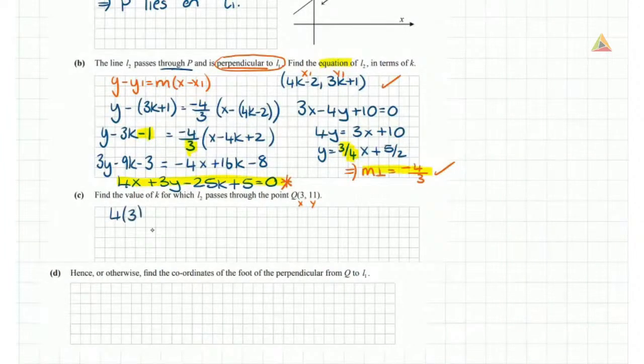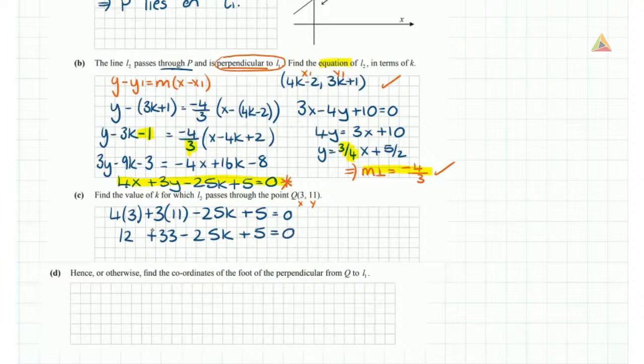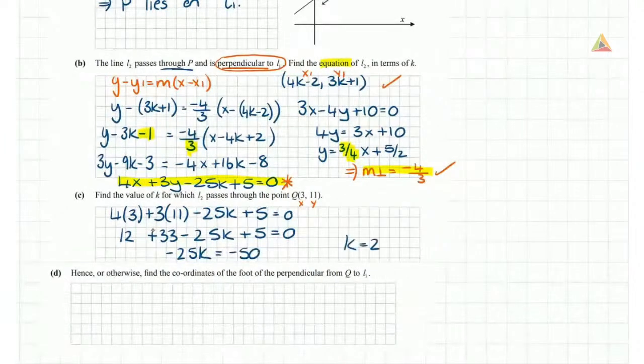So it becomes 4 bracket 3 plus 3 bracket 11 minus 25k plus 5 is equal to 0. That's going to give me 12 plus 33 minus 25k plus 5 is equal to 0. And when we solve it, leaving k's on one side and numbers on the other, we should end up with minus 25k on the left equals minus 50 on the right, telling me that k is equal to plus 2. So that's the value of k for which the line passes through that point Q, (3, 11).